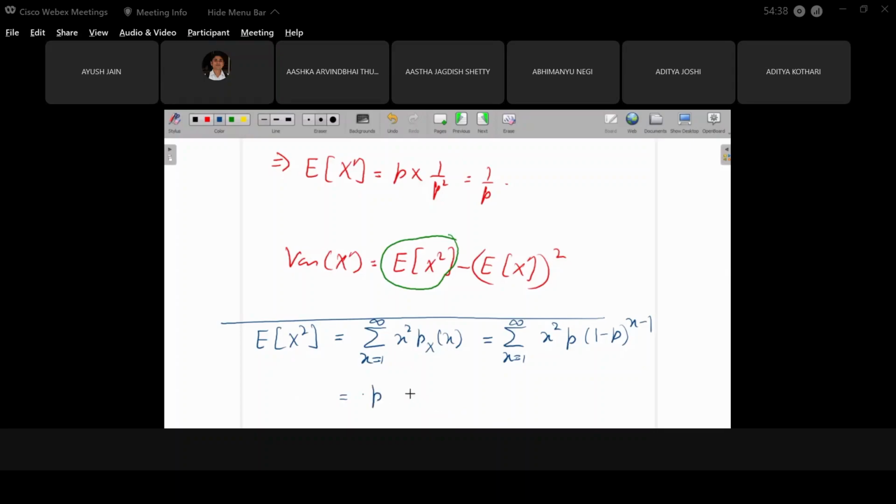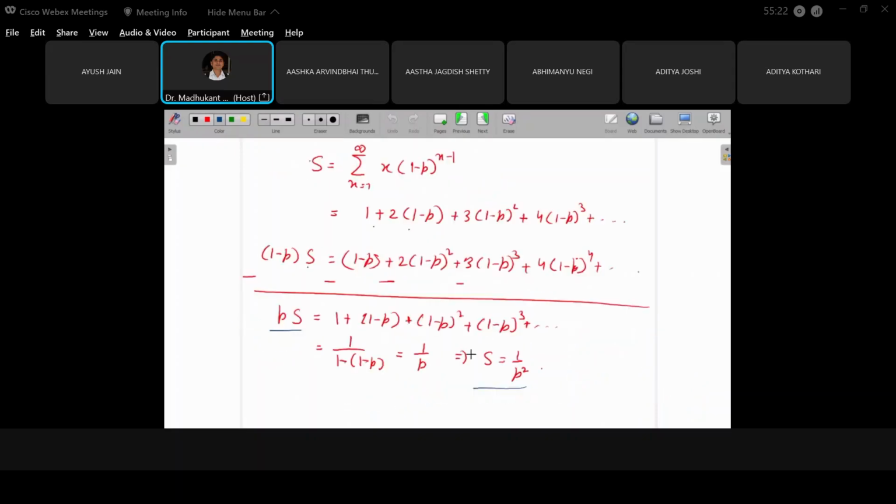So p is out, and now what you have is 1 plus 2 squared (1 minus p) plus 3 squared (1 minus p) squared plus 4 squared (1 minus p) cubed plus, and so on. This you will again call S, and follow a similar type of strategy to find the final sum. You can then find the final answer from here.